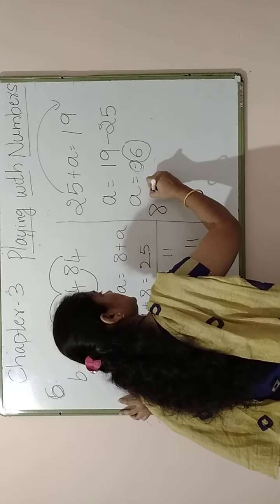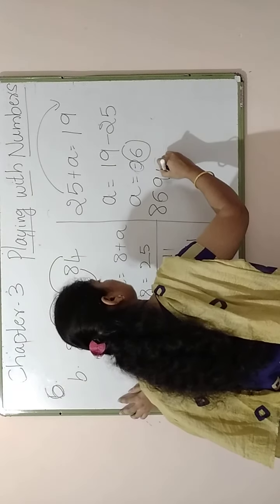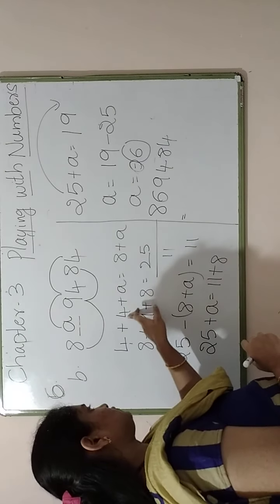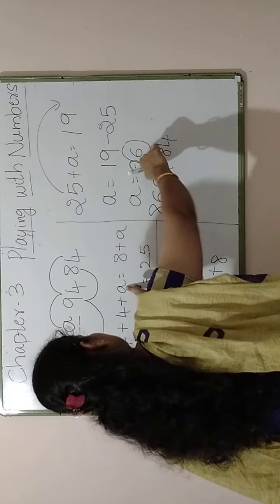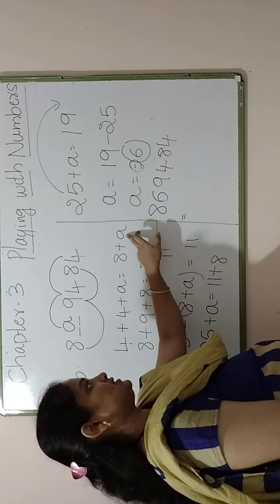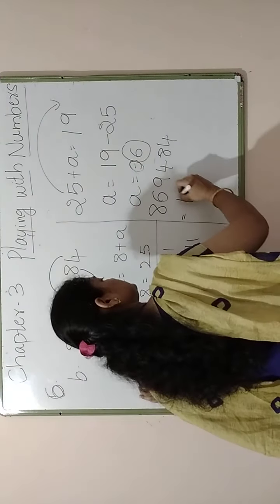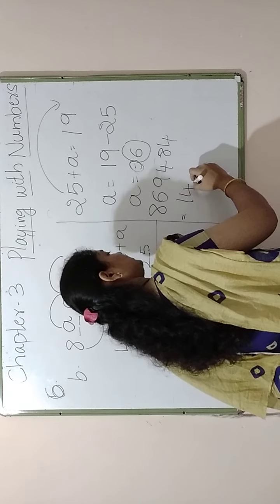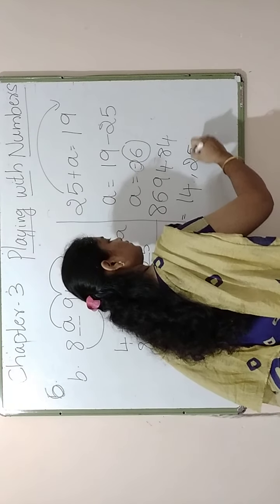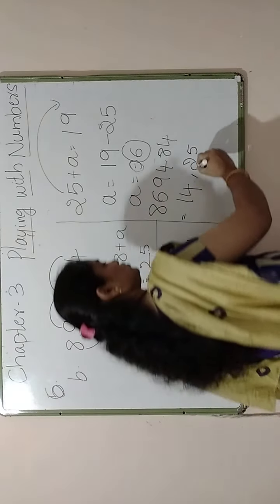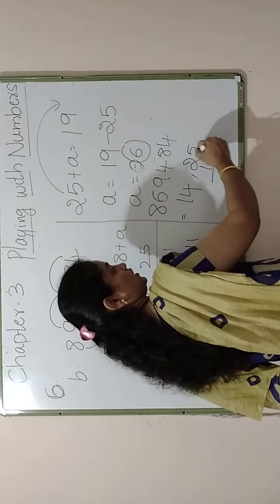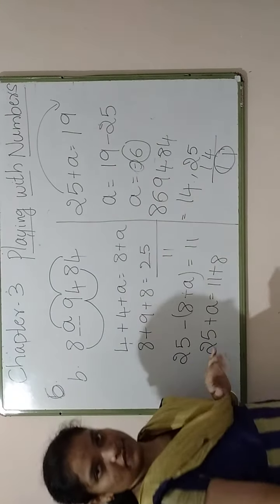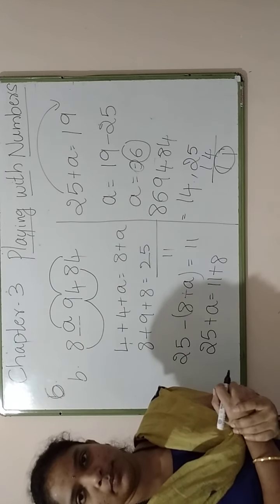8, 6, 9, 4, 8, 4. So that is 4 plus 4 plus a. A is what? 6. Okay, that is 14. So 8 plus 6 is 14. So the first number is 14 and the second number is 25. We wanted to find out the difference between 25 and 14. So when we subtract 25 minus 14, 5 minus 4 is 1, 2 minus 1 is 1. The difference between these two numbers is 11. Hence this number is easily divisible by 11.